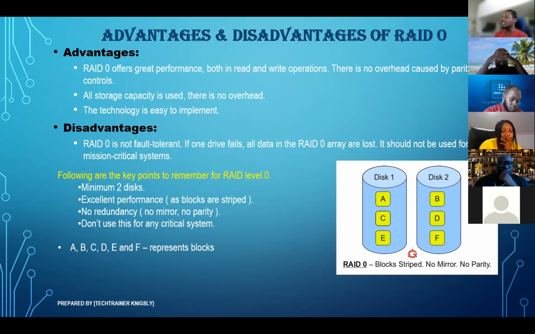Don't use this for any critical systems. Critical system, like let's say if you have a file server, you cannot use RAID 0. If you have a file storage server, you can use RAID 0. There's a whole bunch that you cannot use it with.